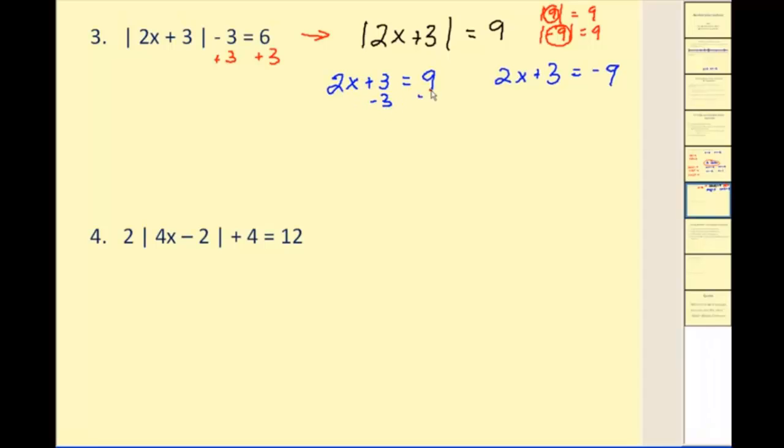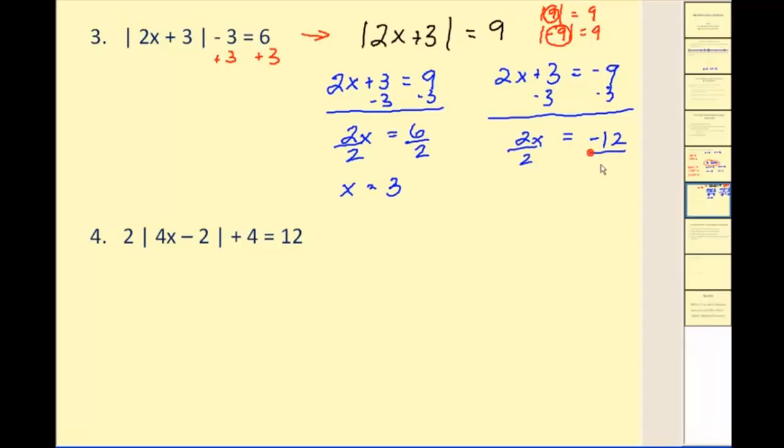Subtract 3 on both sides, divide by 2. Same procedures here, but now when we subtract 3 on both sides, we'll have a negative 12 on the right. Divide by 2, x equals negative 6. So our solutions are x equals 3 and x equals negative 6. You can see as soon as you set up your two equations, it's pretty straightforward. It's just making sure you follow the correct techniques to set up these two linear equations.